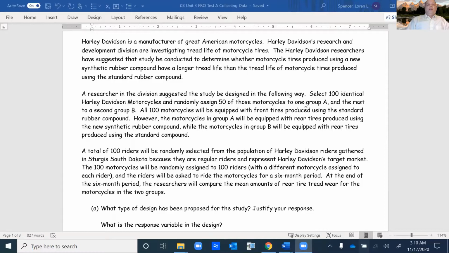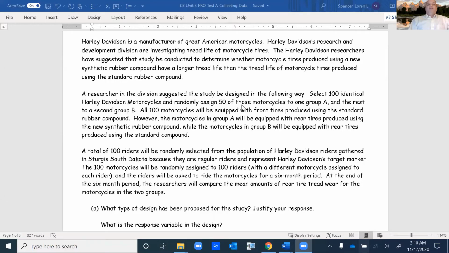Select 100 identical Harley-Davidson motorcycles. It's interesting that they selected 100 identical motorcycles, and the reason they did this was to control for variations between each motorcycle. In other words, some may wear the tires differently than others. So by selecting 100 of the same type, they eliminate some outside variables.